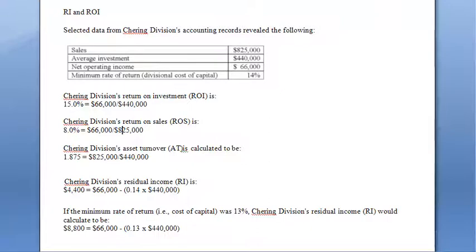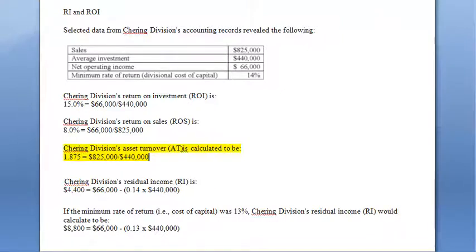And the asset turnover is where you take your 825, you take your sales divided by your investments, and this measures the manager's ability to increase sales from a given level of investments.